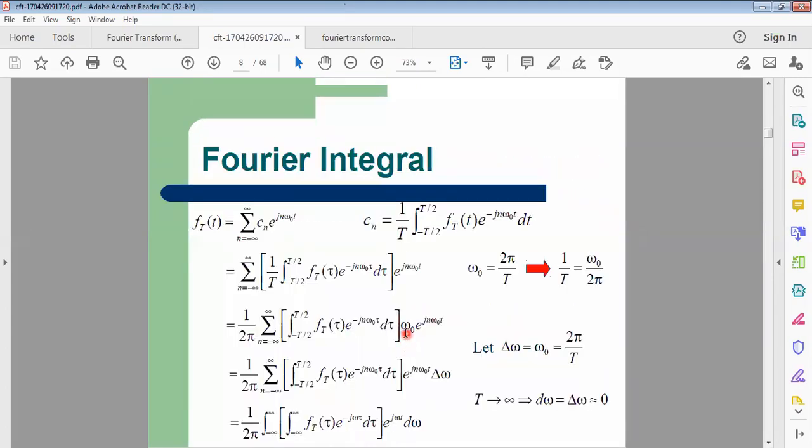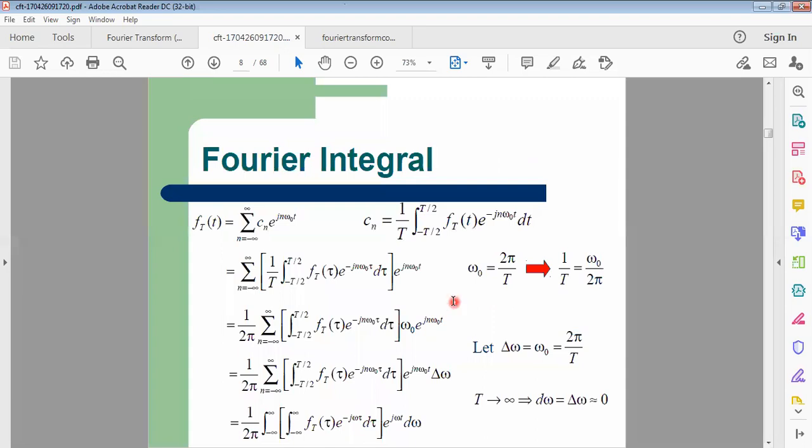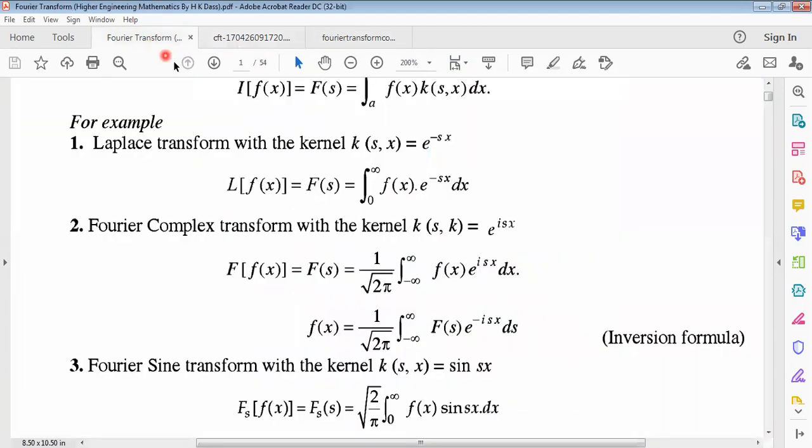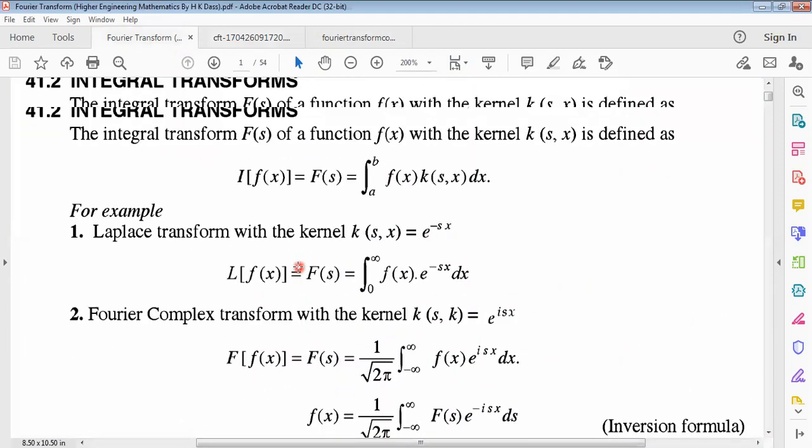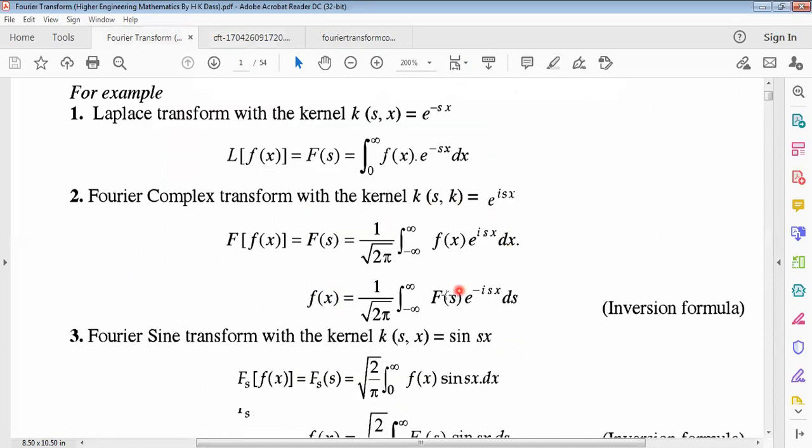So the Fourier integral, the continuous time Fourier transform. We have represented this in our integral transform. This is the main formula for the Fourier transform, and from this transform the sine transform will be this.